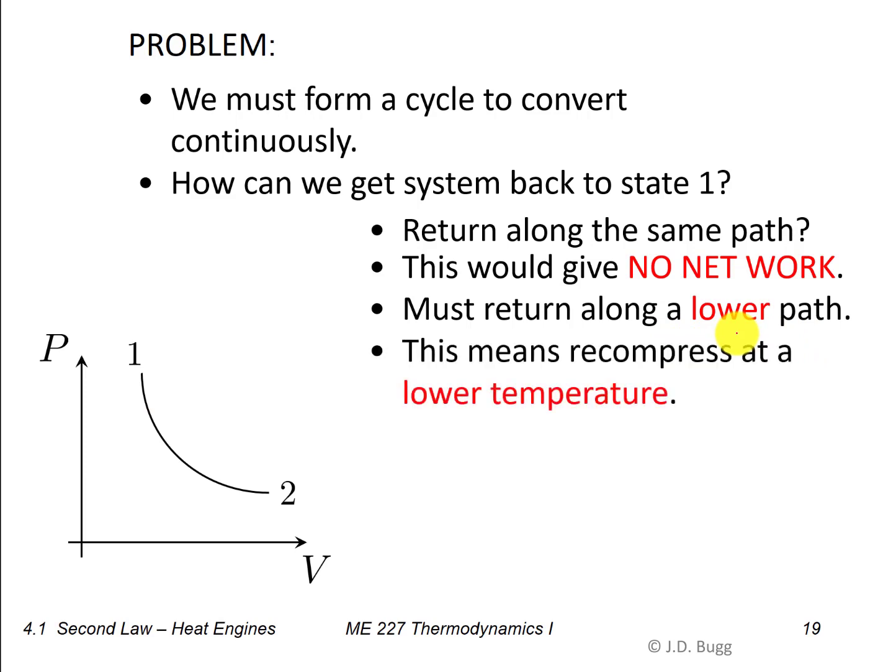Remember that this means we need to recompress at a lower temperature. This is a line of constant temperature. Anything above that line is hotter, anything below that line is colder. So we need to get from 2 to 1 along some path that is colder than our original expansion. That's the key to producing a cycle that will continuously convert heat into work. So let's see how we can do that.